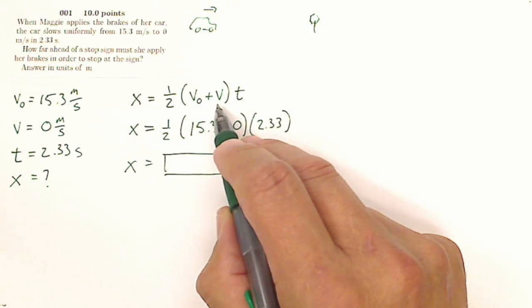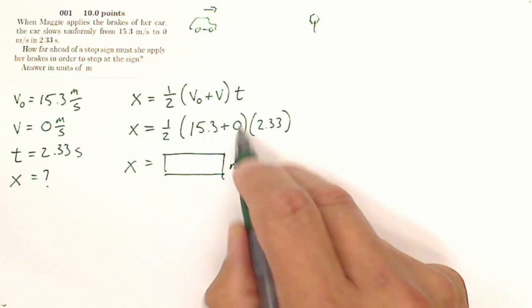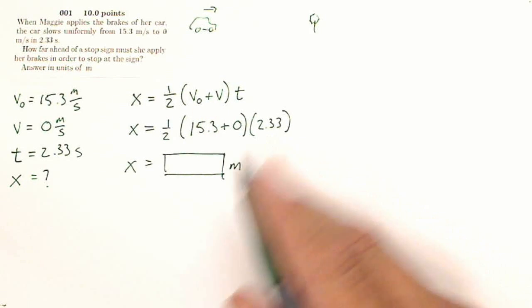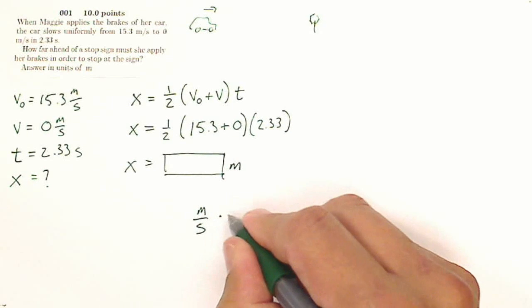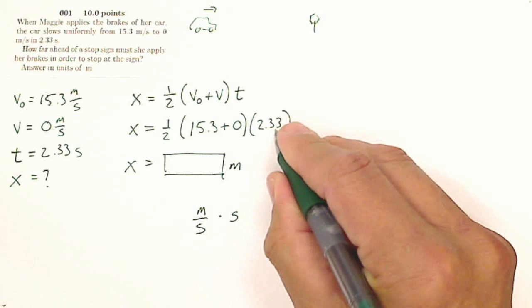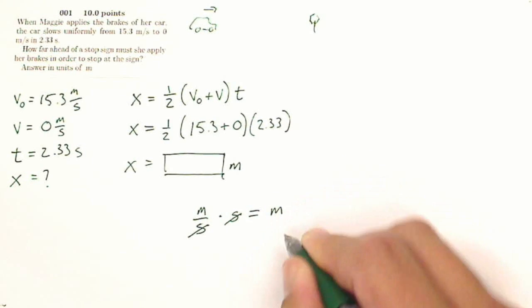This velocity is in meters per second, and this time is in seconds. So I'm going to have meters per second for my velocity times seconds in my time, and the seconds will cancel out, and you'll be left with an answer in meters.